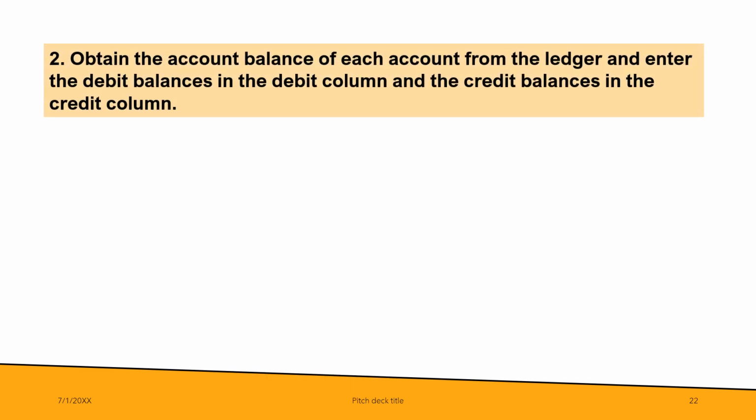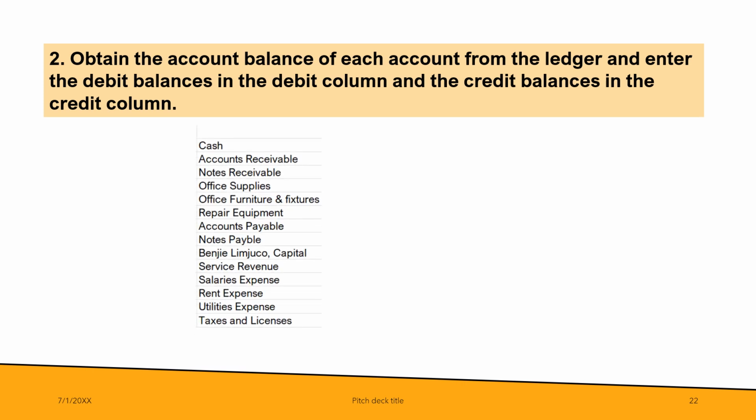Second procedure. Next procedure is to obtain the account balance of each account from the ledger and enter the debit balances in the debit column and the credit balances in the credit column. We already have a list of account titles with balances. We just need to transfer the ending balances from the ledger to our trial balance. Actually, this is an adjusted trial balance.